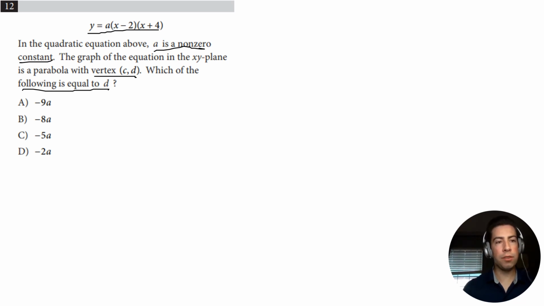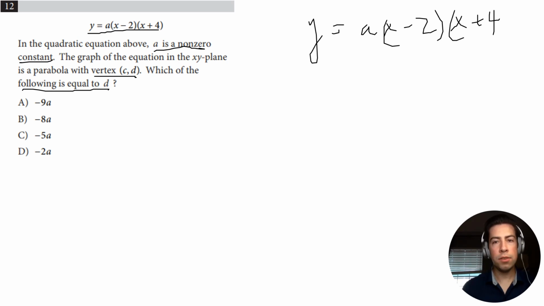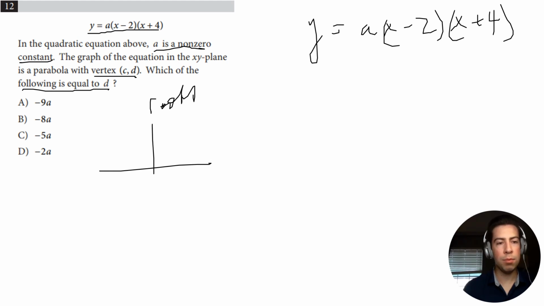So the first thing I want to do here is figure out if I can extract any information from this. So we have that y is equal to a times x times x minus 2 times x plus 4. So I can find the roots from this. And if you recall, and I'm probably going to make a future video on this, the roots are these x values where y equals 0.